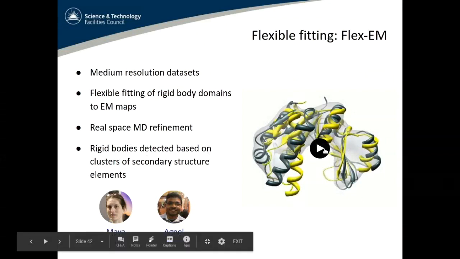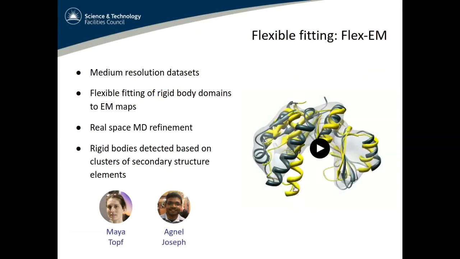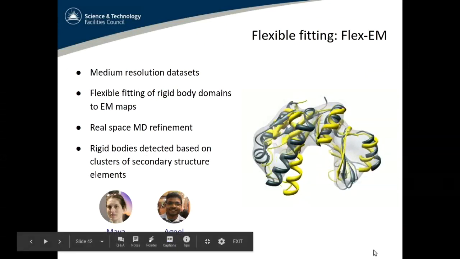To show you the video again, this is a small example, but in yellow is your starting structure, which might have come from a homolog. In green is where it's supposed to be, and the gray shows the density map. See that it wiggles its way quite nicely into the density.